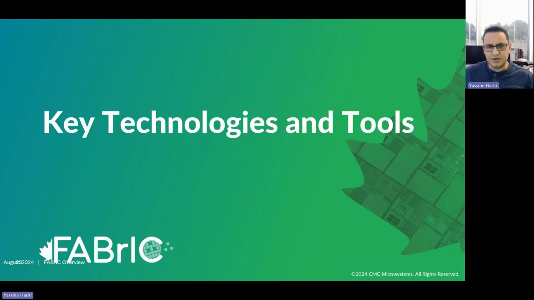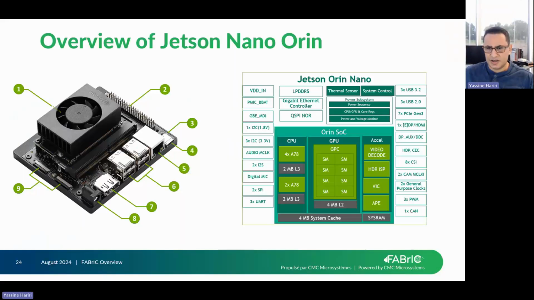So in terms of the key technologies and tools, today we are using the Jetson Orin Nano. It features the NVIDIA Ampere architecture GPU, and it includes up to 8 streaming multiprocessors, totaling 1,024 cores, and 32 tensor cores dedicated to AI processing. So a lot of machine learning applications will run on those tensor cores. It's a capable platform, and it's very good to start with.